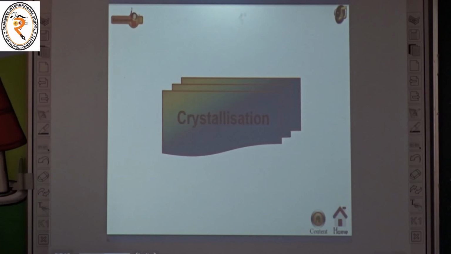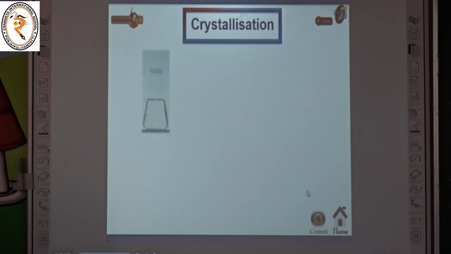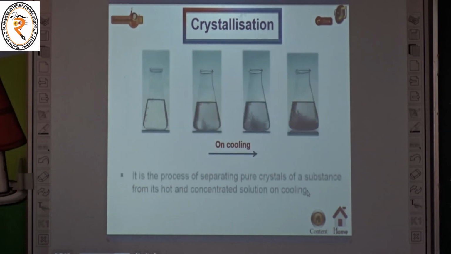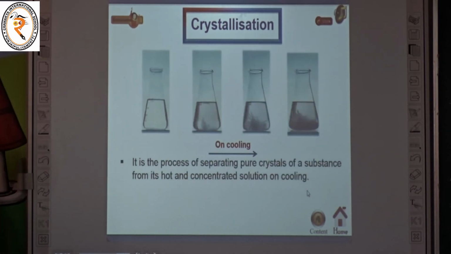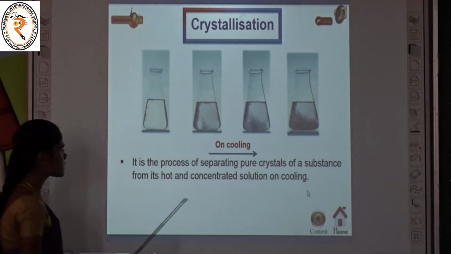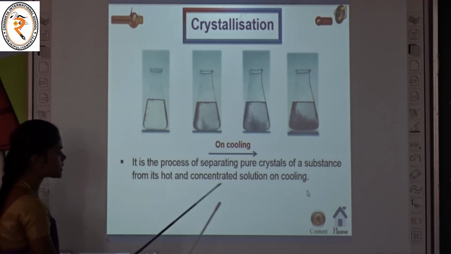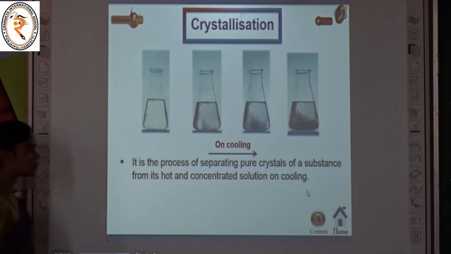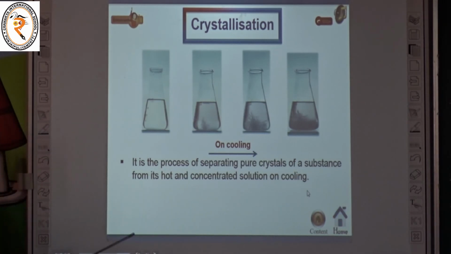And the next topic is crystallization. What is called crystallization? See, it is a process of separating pure crystals of a substance from its hot and concentrated solution on cooling. Okay. So what is called crystallization? It is a process to get the pure substance of crystals from its solution. So it is known as crystallization.